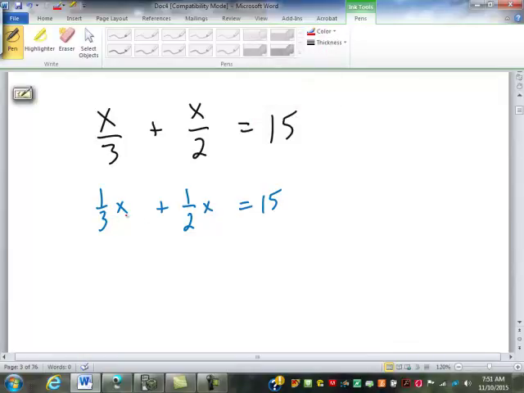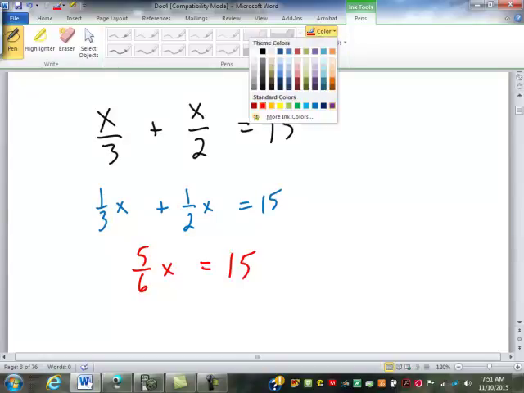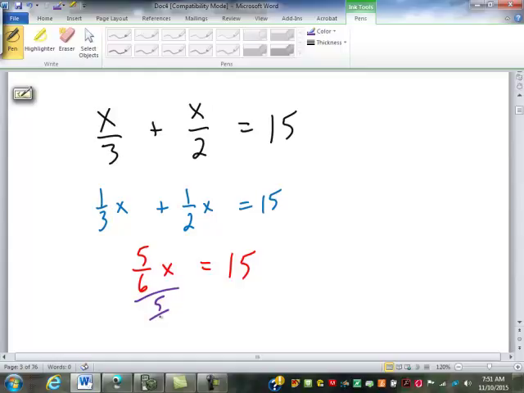What's 1/3 plus 1/2? 5/6. There you go. Just like if we had 2x plus 5x, we get 7x. Do the same thing here. 1/3 plus 1/2 is 5/6 x. And we divide by 5/6. Which gives us what? X equals 18. Any questions?